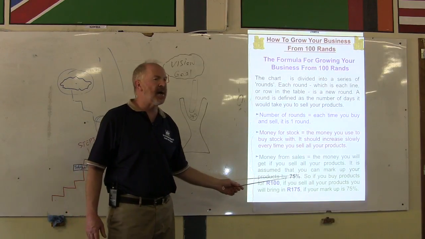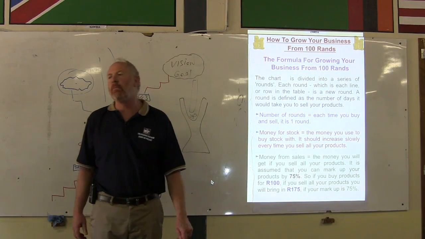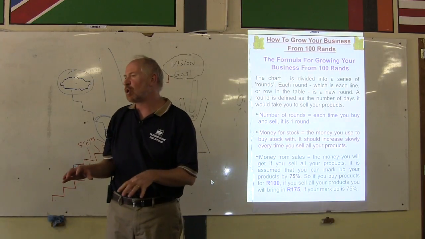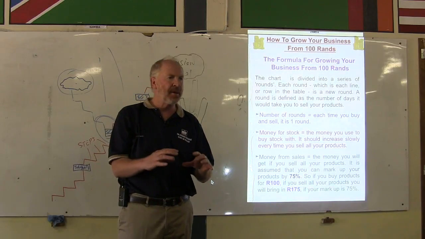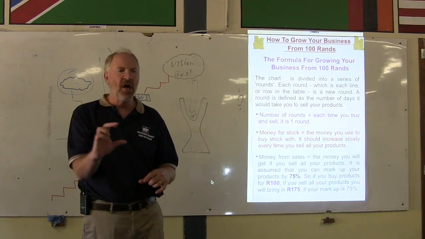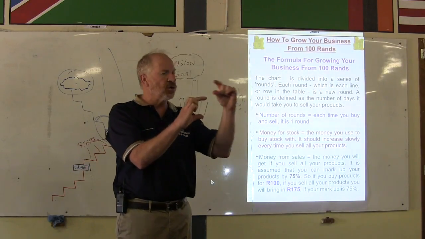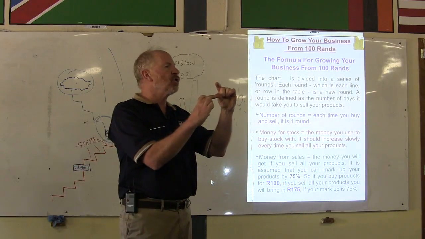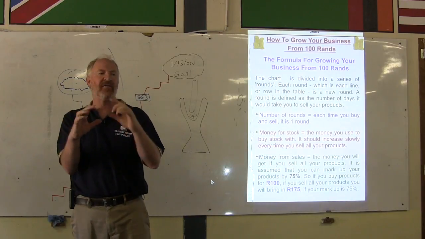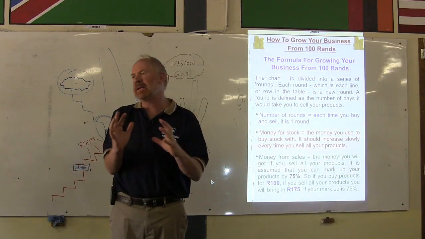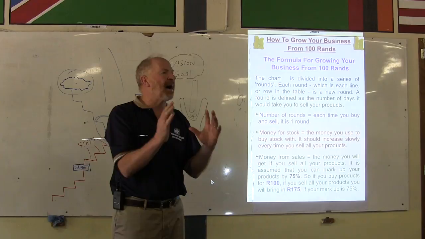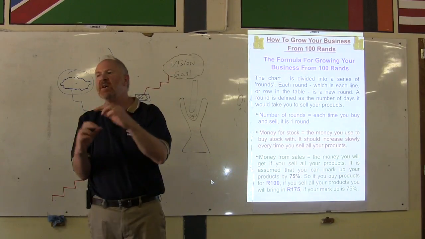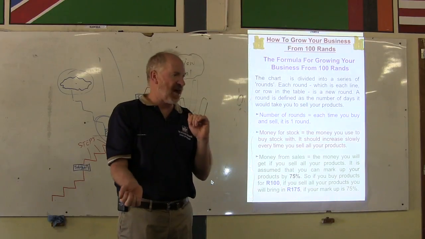It is assumed, I'm going to introduce you to something called markup. Now, this is the first time you're encountering this term on the course. Markup is the amount of money you put onto your cost price to get to your selling price. So if an item costs you 50 Rand and you mark it up by 100%, you add another 50 Rand to it, so you're selling for 100 Rand.